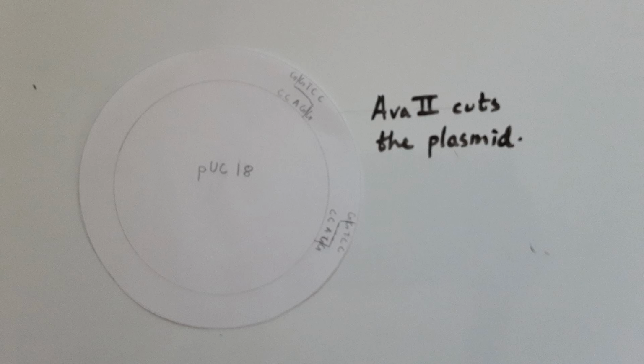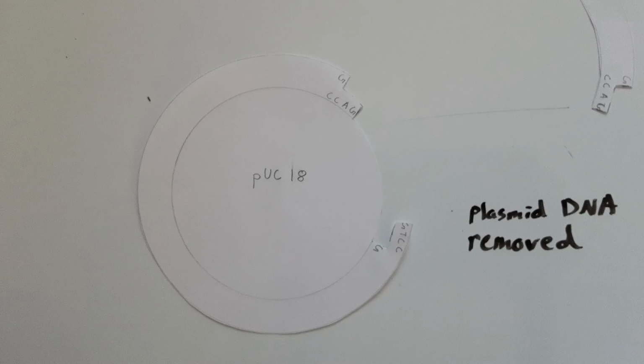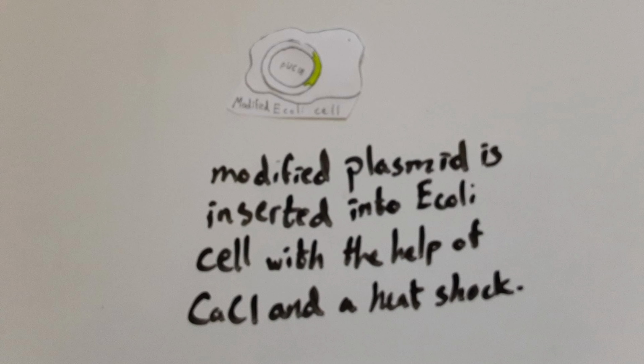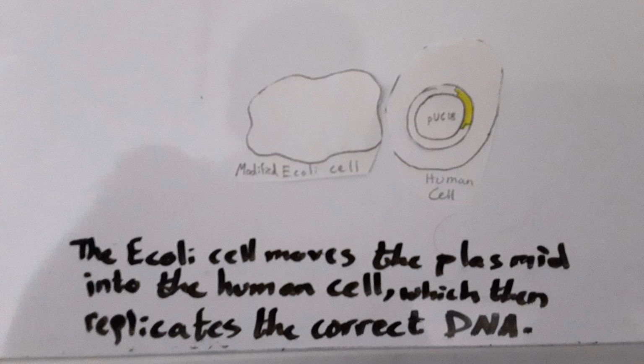The DNA and plasmid restriction sites are shown here. The PUC18 plasmid is cut, and then the human DNA is inserted with the correct sequence. This plasmid can be put into the E. coli cell, which delivers it to human cells that replicate the correct gene.